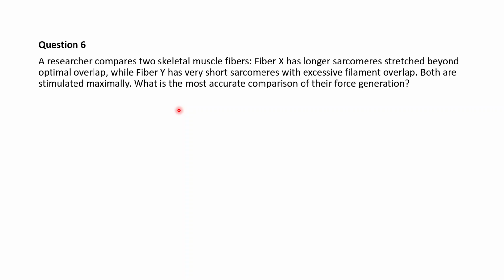All right, one more question and then I think we'll move to a different topic. So, yeah, a researcher compares two skeletal muscle fibers. So, fiber X has longer sarcomeres stretched beyond optimal overlap. So, if you guys remember the overlapping positions, right? And fiber Y has very short sarcomeres and that has excessive filament overlap. Both are stimulated maximally, so some external in vitro stimulation. What is the most accurate comparison of their force generation?